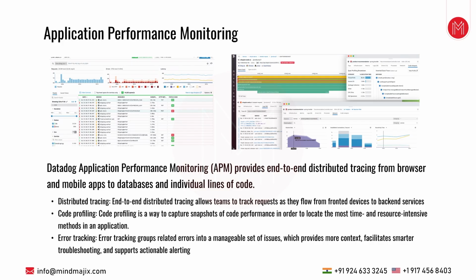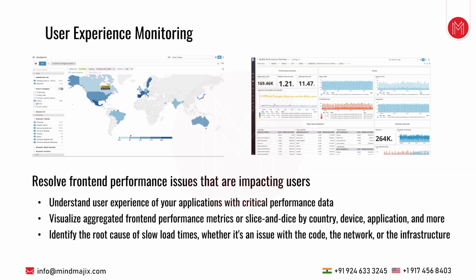Code profiling is a way to capture snapshots of code performance in order to locate the most time and resource intensive classes and methods in an application. Error tracking groups related errors into a manageable set of issues, which provides more context, facilitates smarter troubleshooting, and supports actionable alerting.